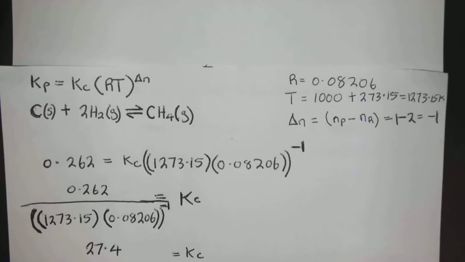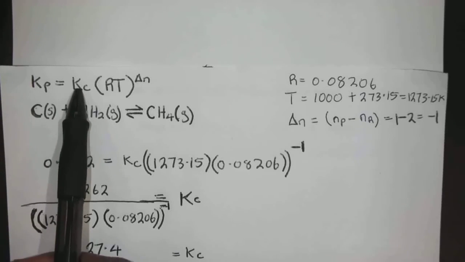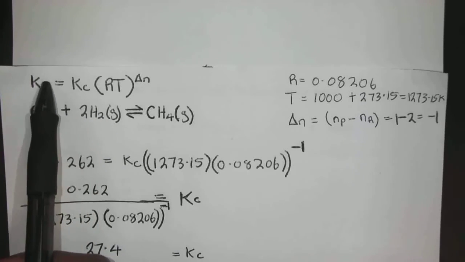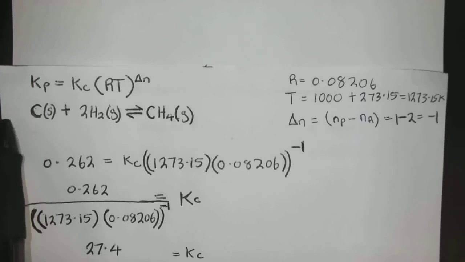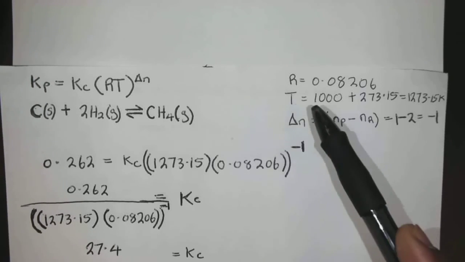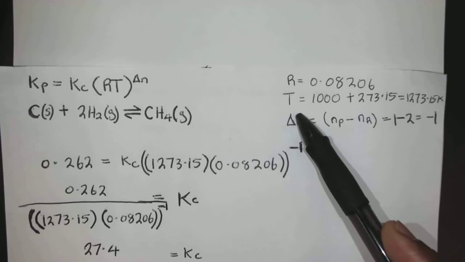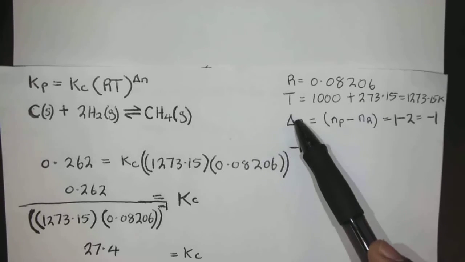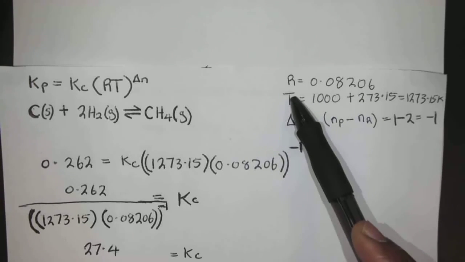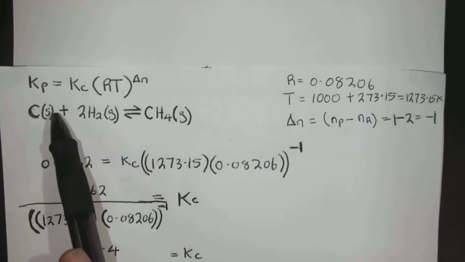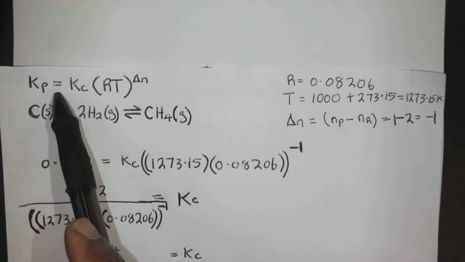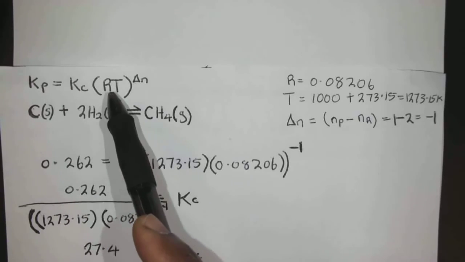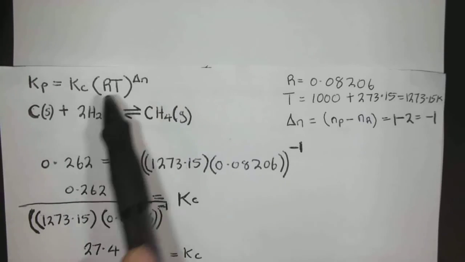Another way in which this question could have been presented would have been to provide the value of Kc and leave the value of Kp as the unknown. And in that case, you would determine your temperature value, the delta N, R, which is equal to 0.08206, and substitute it into the Kp is equal to Kc times R times T raised to the delta N equation.